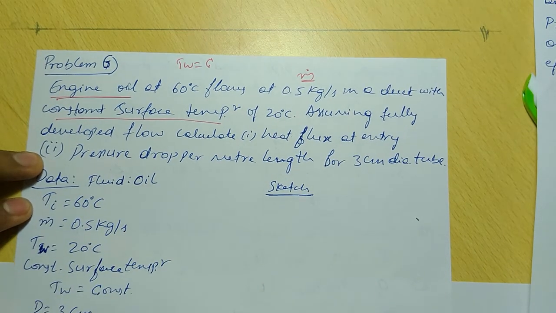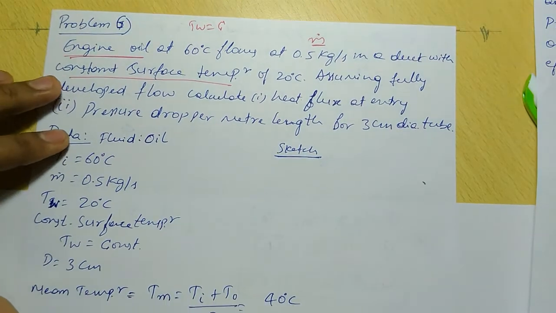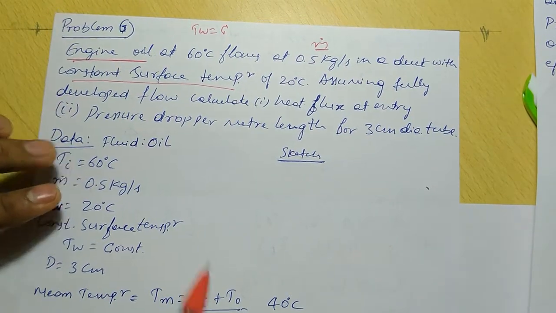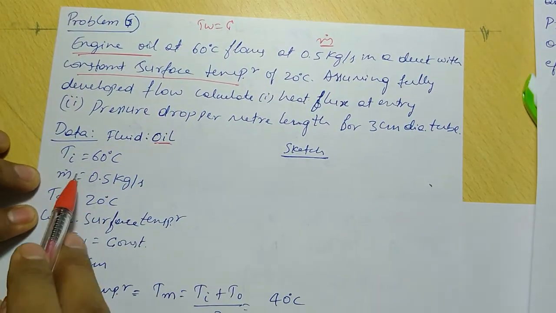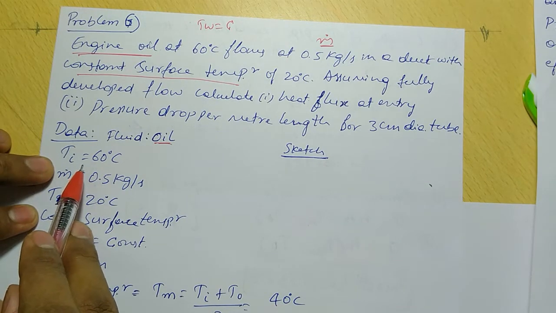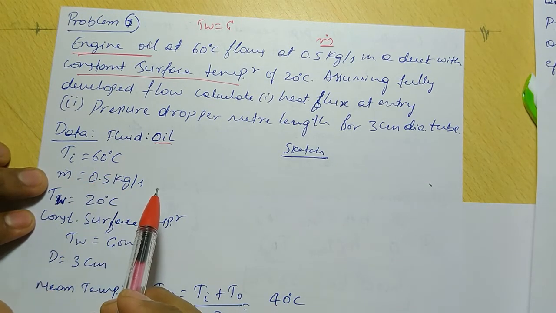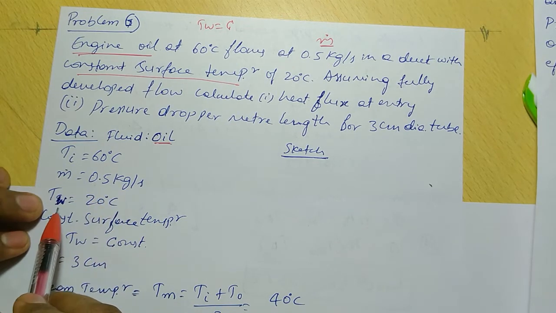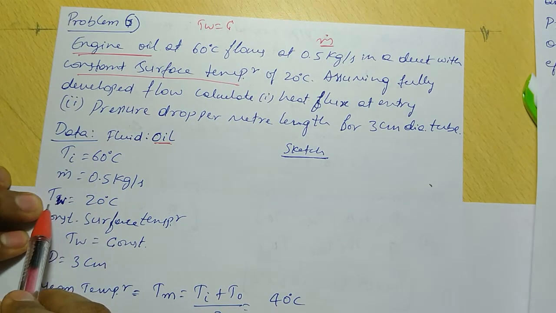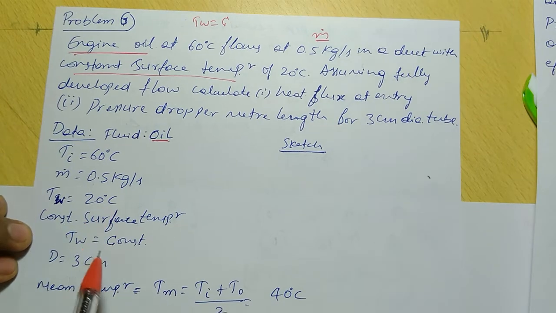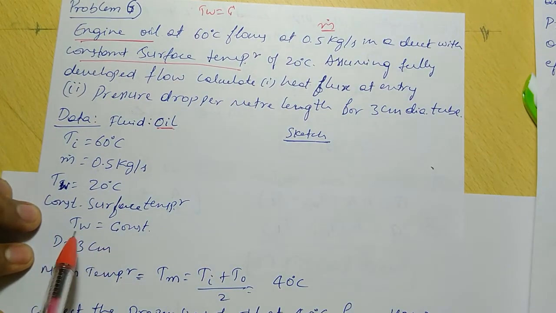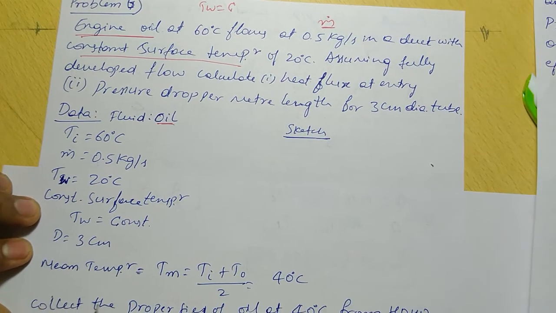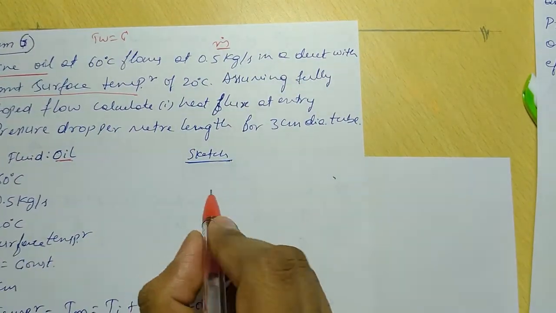Now we will collect the data. The fluid is oil, the inlet temperature is 60 degrees centigrade, and m dot is 0.5 kg per second. The constant wall temperature is 20 degrees centigrade, the condition is wall temperature constant, and the diameter is given. Just I will write the sketch.